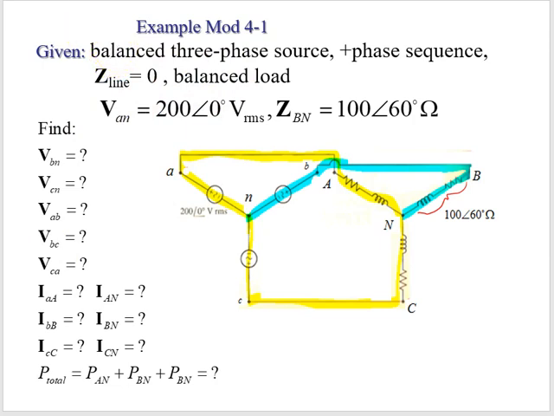And again, we want to make sure we state our key givens. So we have that balanced source. We also were given that it's positive phase sequence. So we know then that VAN leads VBN, which leads VCN. We're given a balanced load. So we can draw our diagram then with our givens on there. Here's our given at VAN. Here's our given. We're given the impedance at BN. So we can label those givens.